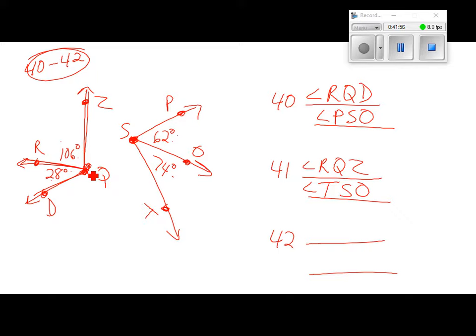Number 42, name a pair of adjacent angles. Many different answers, or a couple different answers on this one. Adjacent angles just means they share a vertex and a side. So I'm going to just name these two, which is angle PSO and angle OST.